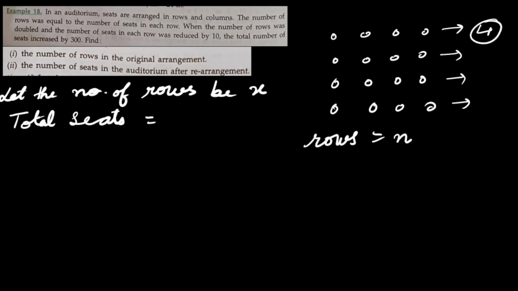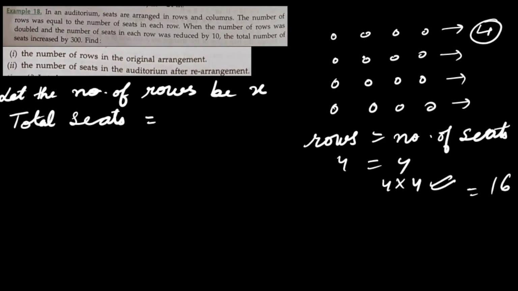when rows are equal to the number of seats in each row. Both are 4. This is also 4, this is also 4. So in this case, the number of seats is 4 into 4, and we got 16. Practically also you can count 1, 2, 3, 4, 5, 6, 7, 8, 9, 10, 11, 12, 13, 14, 15, 16. So it's 16 only. Yes, Aditya has given the answer also.